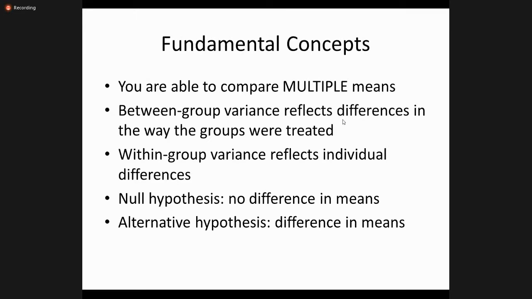Okay, fundamental concept: you are able to compare multiple means. Between group variance reflects differences in the way the groups were treated, in which one group is compared with the other group. Within group variances reflect individual differences within groups. And the other thing is the null hypothesis, because it is a test of testing the hypothesis.